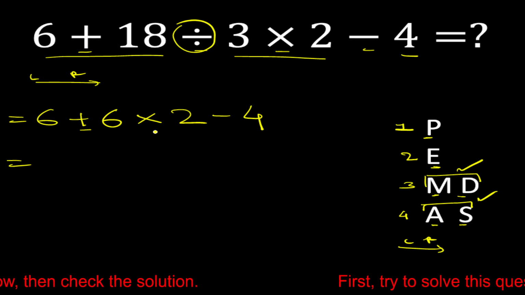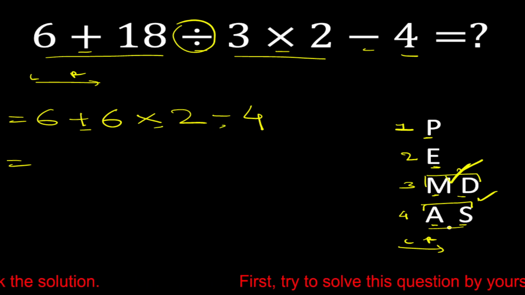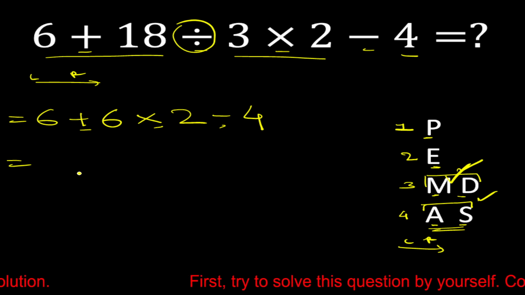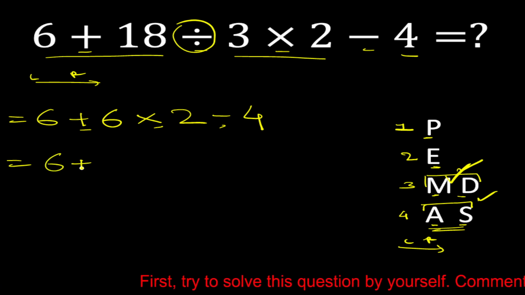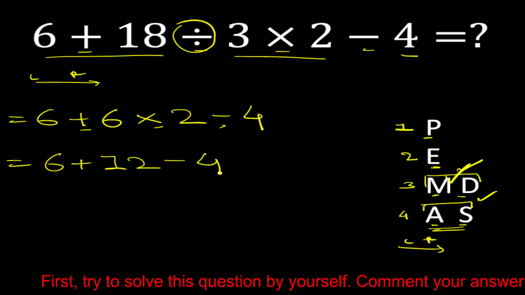Now here is one addition, here is multiplication, here is subtraction. So first we have to solve multiplication, then we have to solve addition and subtraction. So 6 + (6 × 2 is equal to 12) − 4.